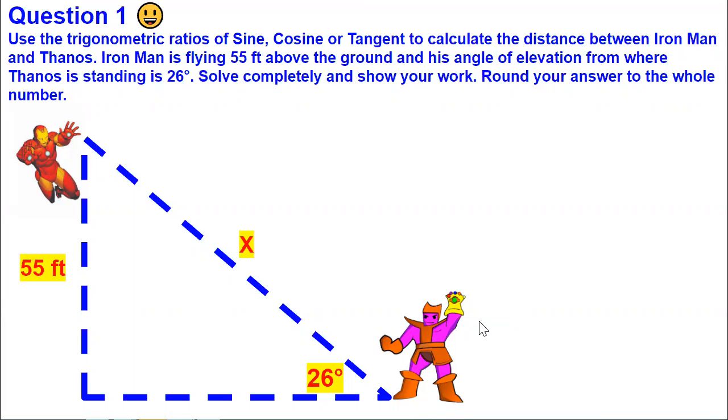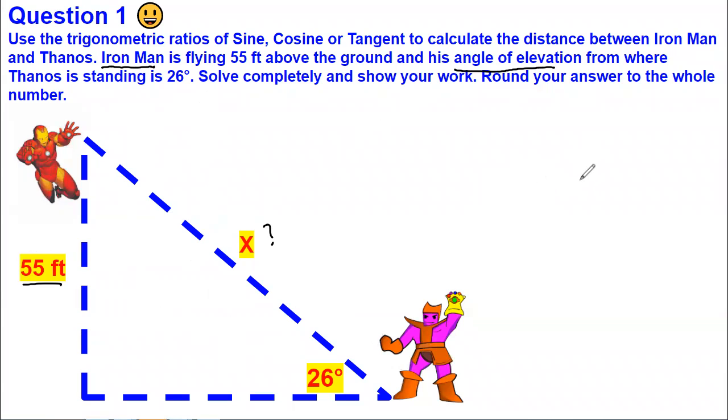So this one says, use the trigonometric ratio, sine, cosine, or tangent to calculate the distance between Iron Man and Thanos. So here's Iron Man, here's Thanos. We have the distance here, and that distance is unknown. We don't know what that distance is, so we're going to write a question mark and assign it as X. But more information is given. Iron Man is flying 55 feet above our ground, and his angle of elevation from where Thanos is standing is 26 degrees. Let me define angle of elevation.